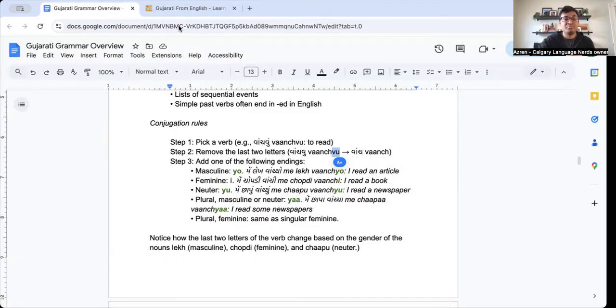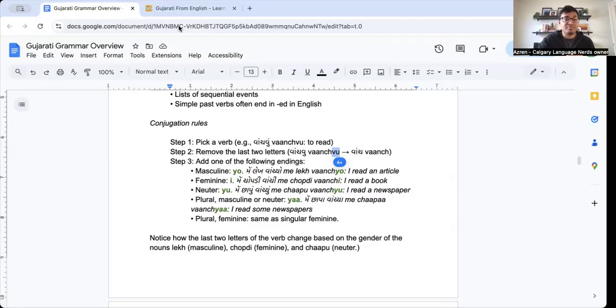If I read a book, me chopri vanchi, because books are feminine in Gujarati. Me chapu vanchu, I read a newspaper, because newspaper is neuter. If I had a plural masculine or neuter, me chapa vanchia. We have a ya at the end because I read multiple newspapers. Plural feminine is the same as singular feminine, no differences there. So we notice how the last two letters of the verb change based on the gender of the nouns.